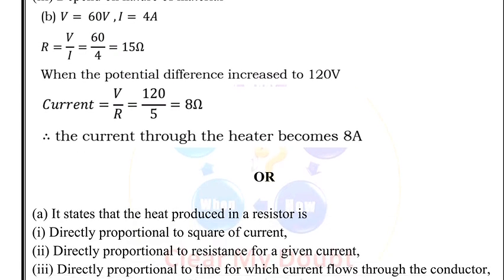Or another question is given as optional, whichever you want to answer. Again there will be question number A and question number B. Question number A is: state Joule's law of heating, and question number B is: an electric bulb is connected to a 220 volt generator. The current is 2 amps. Find the power and resistance of the bulb.